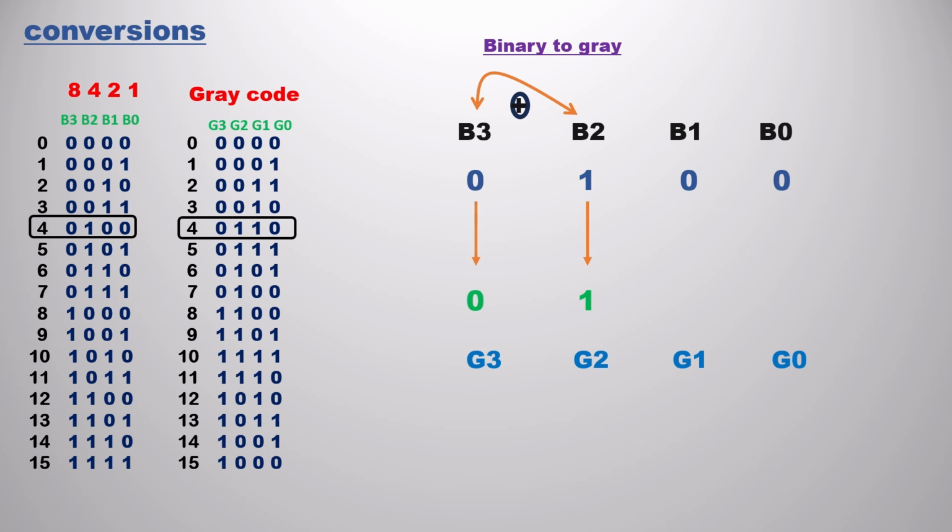The second bit can be obtained by the XOR operation of B3 and B2. So I am directly XORing. Both are different bits, so I am going to get 1.